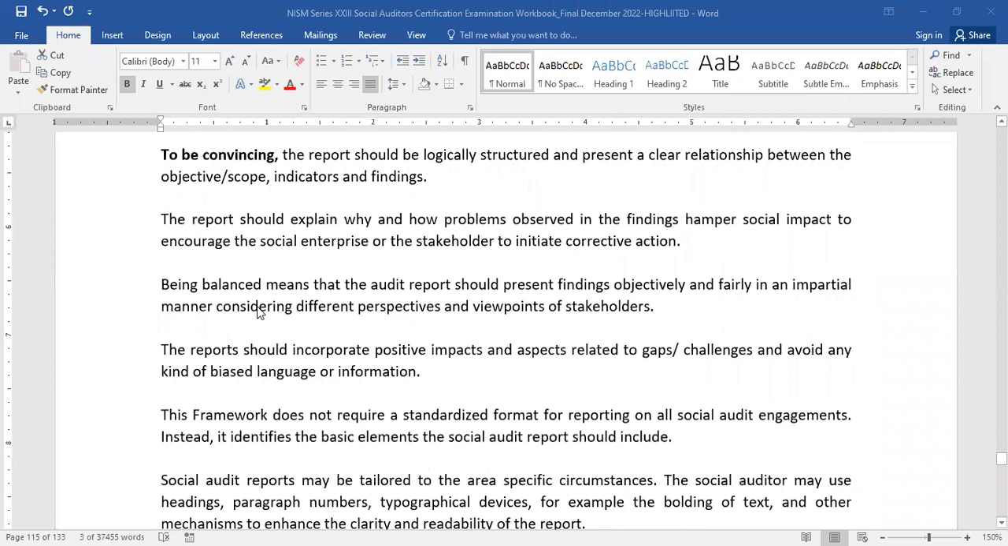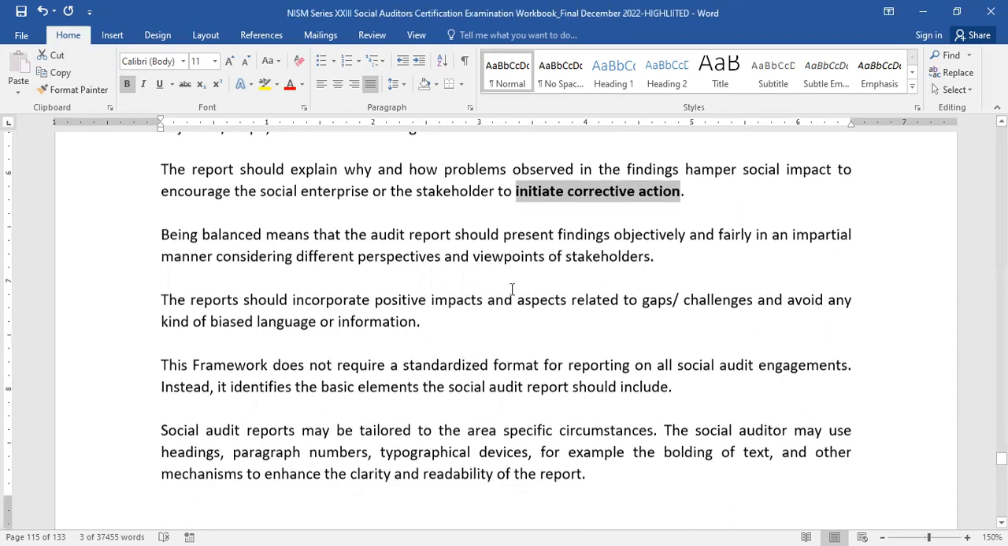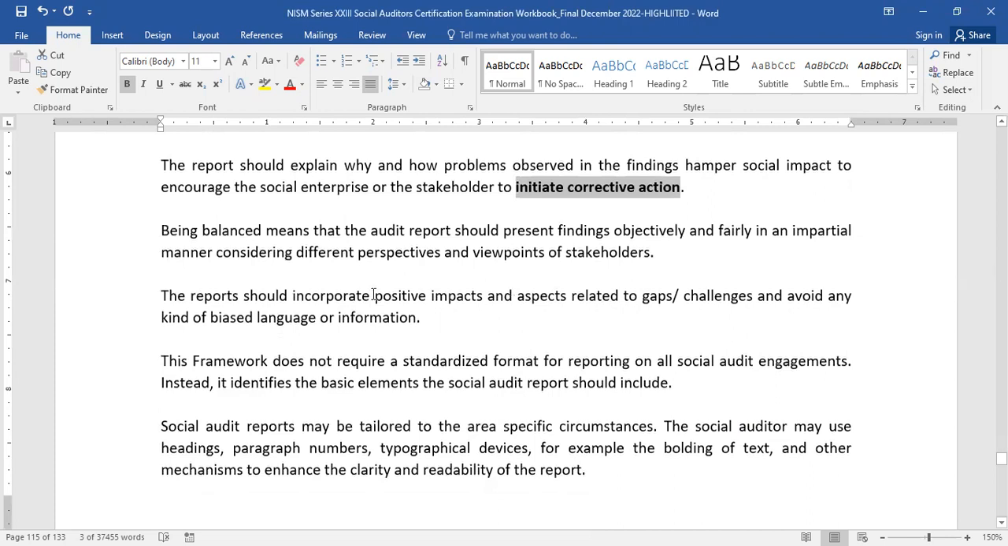The report should explain why and how problems observed in the findings hamper social impact, encourage the social enterprise or the stakeholder to initiate corrective action. तो उसके अंदर सोशल ऑडिट रिपोर्ट ऐसी होनी चाहिए जिसके अंदर ऑब्जर्वेशंस हों कि क्या क्या इम्पैक्ट हैम्पर हुए हैं और एंटरप्राइज को ये दिशा निर्देश मिले, इंसाइट मिले, अपनी कमियों का एहसास हो और इनिशिएटिव करके एक्शन ले सके. बीइंग बैलेंस्ड, तो ये भी एक अलग से.